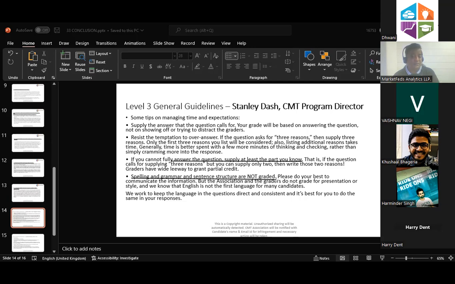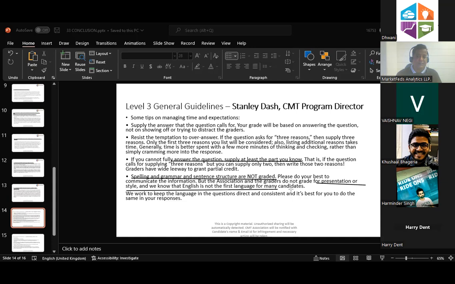What you should understand about level 3 is that they are just after the knowledge. And in my case, I was already in the market between level 1 and level 3. I was already trading two systems. So for me, it was a kind of thing where what we have seen is what we are writing, so it was helping me. So spelling and grammar is not what they are going to judge. Do your best to communicate the information, but the association and the graders do not grade for presentation or style.